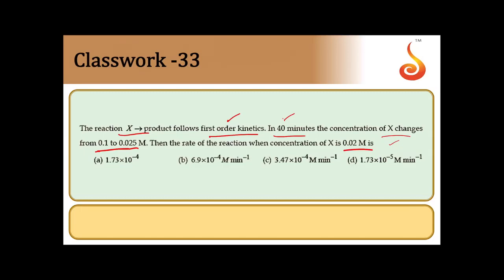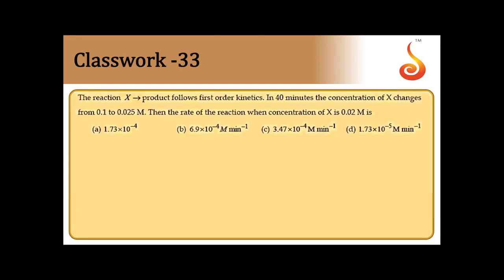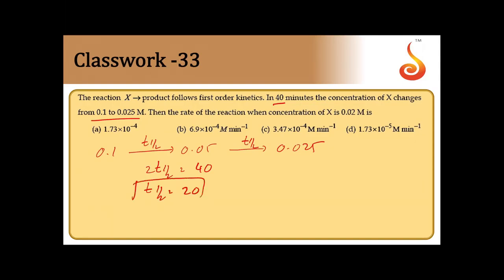So time is given to us. Now when the concentration changes, we need to find out the rate at a given concentration. Here concentration is changing from 0.1 to 0.025. So 0.1 becoming half is 0.05, this is 1 half-life. Again to become half, 0.025, we have one more half-life. This implies there are 2 half-lives. Time given is 40 minutes, so each half-life will be 20 minutes.